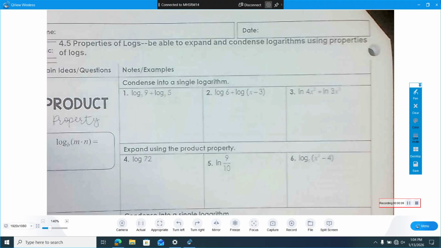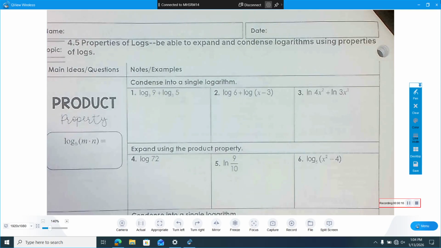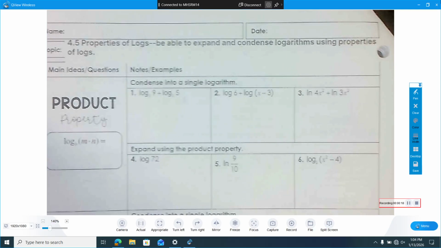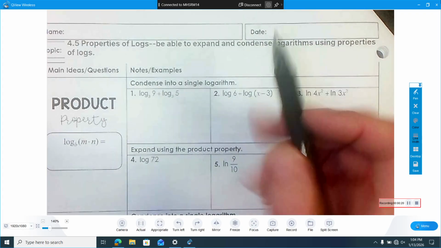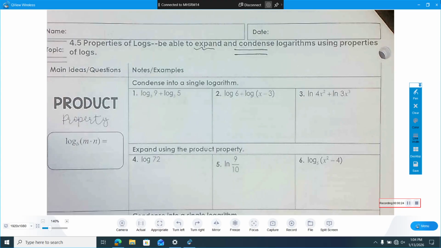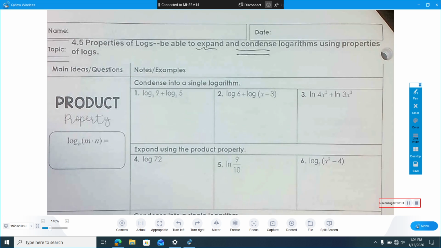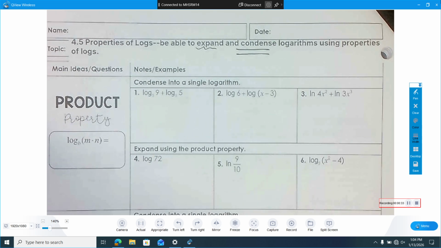Good afternoon. We are learning more log things today. We have properties of logs today, and our goal is to be able to expand, but really we're going to use them to condense logarithms using properties of logs, which actually come from properties of exponents. Remember, a logarithm is just the inverse of an exponent, so everything is really closely related to our exponent rules.